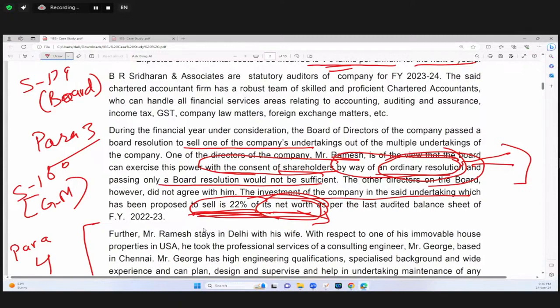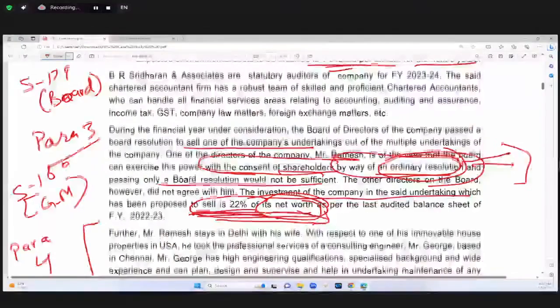Moving further, the other directors on the board, however, did not agree with him. The investment proposed to be sold is 22% of its net worth. We have discussed that if the investment of the company in the said undertaking is above 20%, then a special resolution is required. Now we will come to our MCQ.